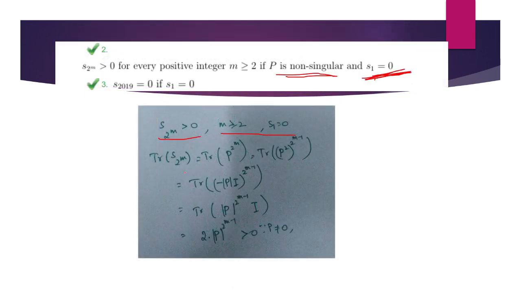So trace of S2 to the power m, that is trace of P squared to the power m. Yeah. So can I write it as trace of P squared to the power 2 to the power m minus 1? Now what is P squared? P squared we already found out.